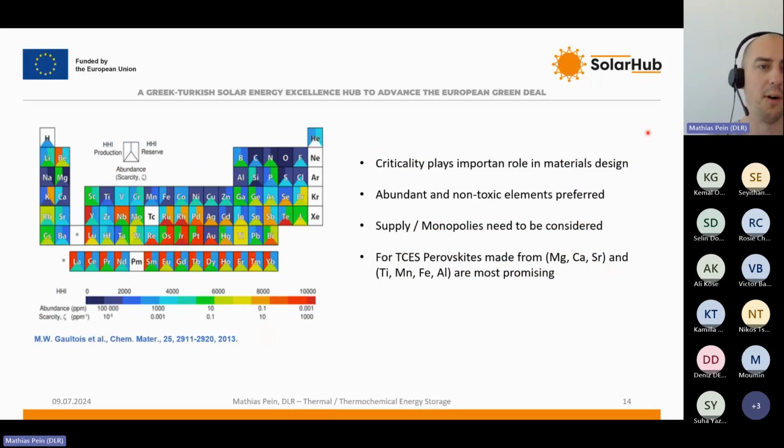Okay, but now having this huge playground available with the perovskite material class, we need to also consider the criticality of the containing elements. From a techno-economic point of view, we need to be competitive with commonly available, sensible storage devices in order to actually outperform them, not only on a technological level, but also on a cost level. So criticality plays an important role in the design of such materials. So we're looking for abundant and naturally also non-toxic elements that are cheap in their raw materials.